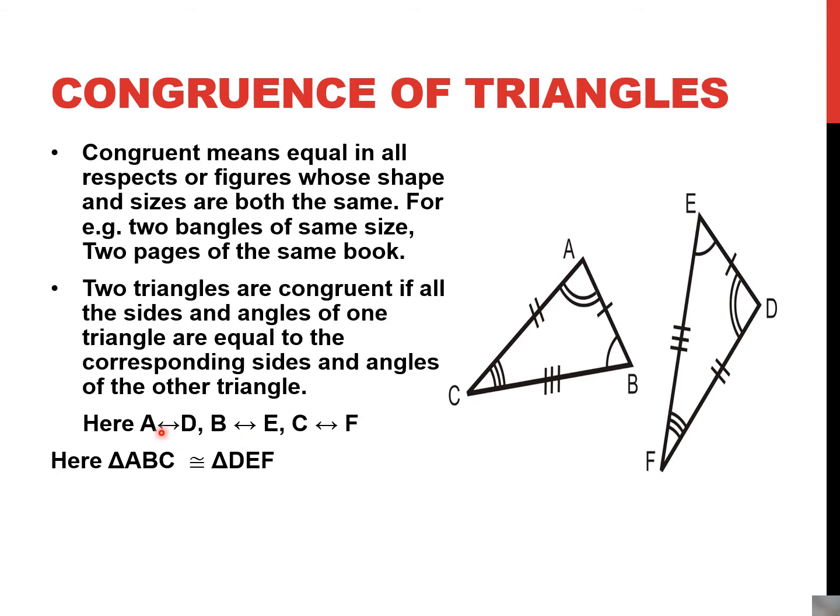Now here it is very important to write them in order, A, B, C and D, E, F, because A is corresponding to D. So order is very important in congruency. And you can see here that AB is equal to DE, AC is equal to DF and BC is equal to EF. And angles also, angle B is equal to angle E, angle A is equal to angle D and angle C is equal to angle F, right? So they are equal in all sides and all the angles also are equal.